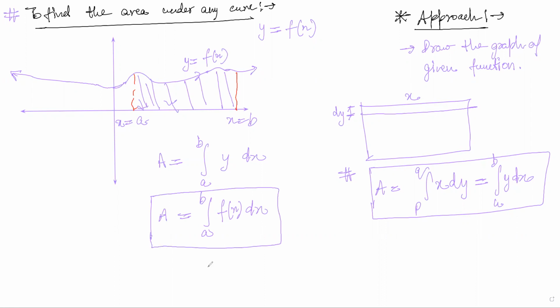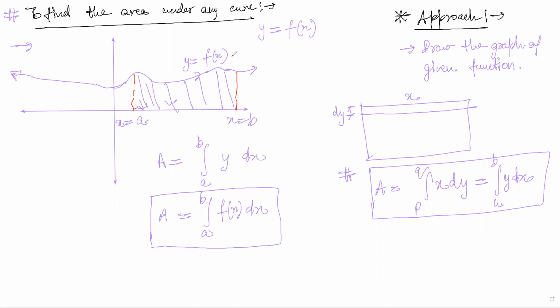This is the very basic structure. Either you will be given a function in the form y is equal to f(x) or x is equal to f(y). It can be in any form, but either y will be given in terms of x, or x will be given in terms of y.